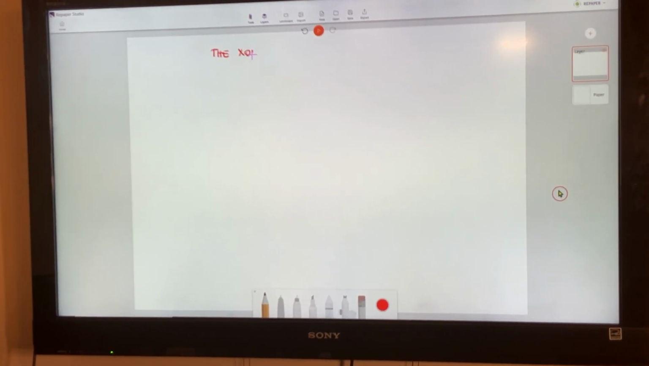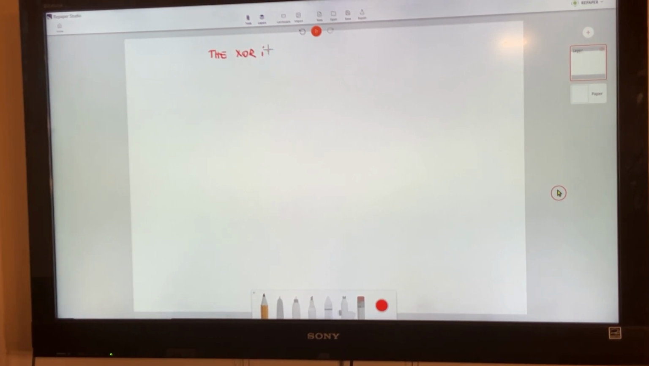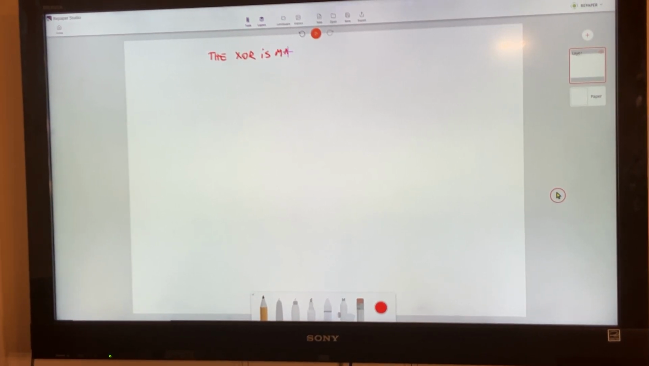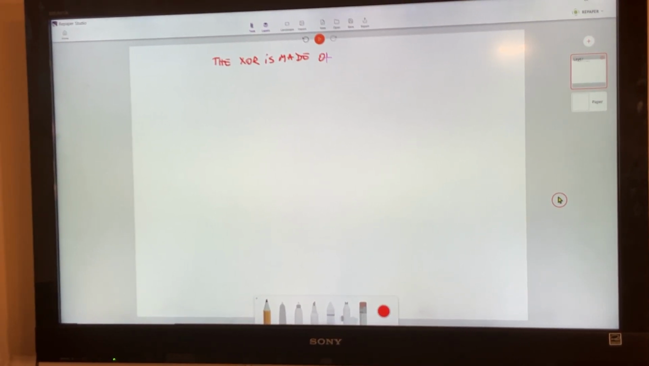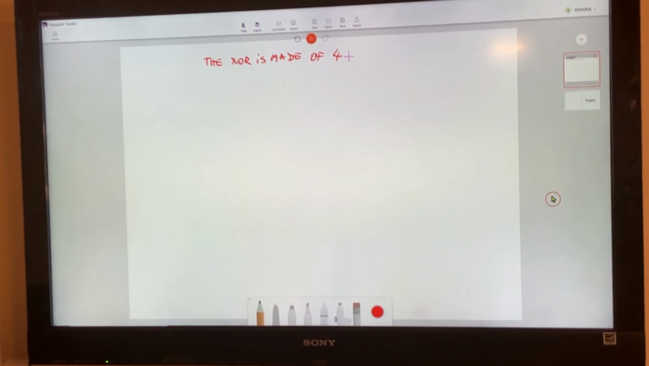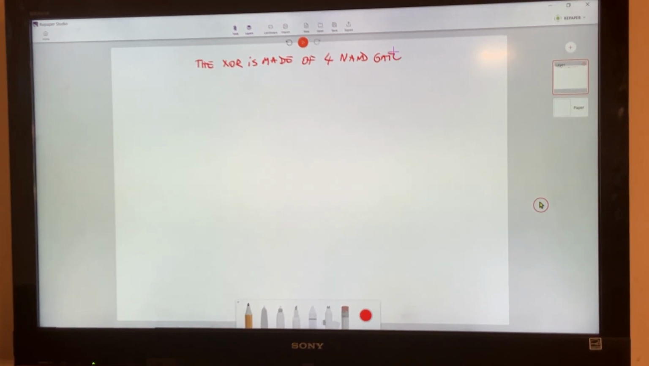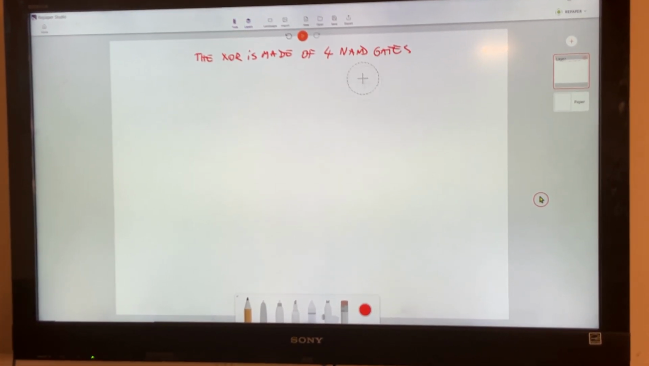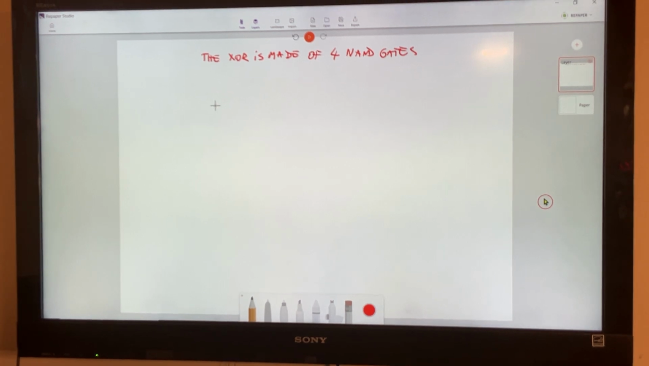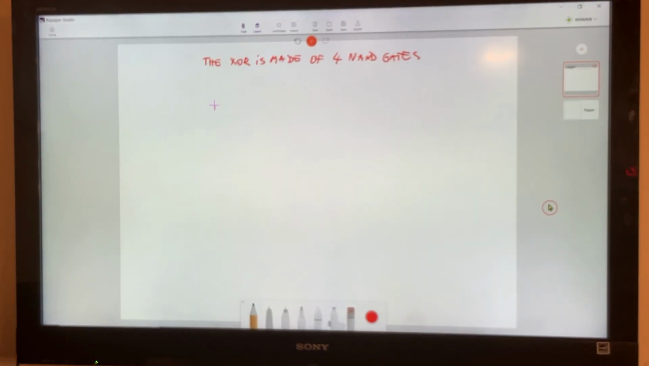The exclusive OR is made of 4 NAND gates. So I'm going to draw a diagram. The diagram looks like that.